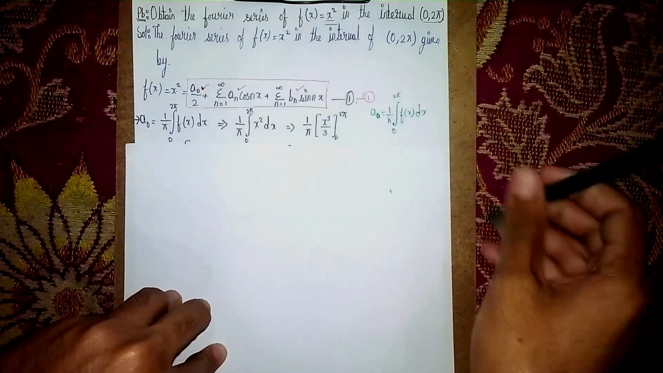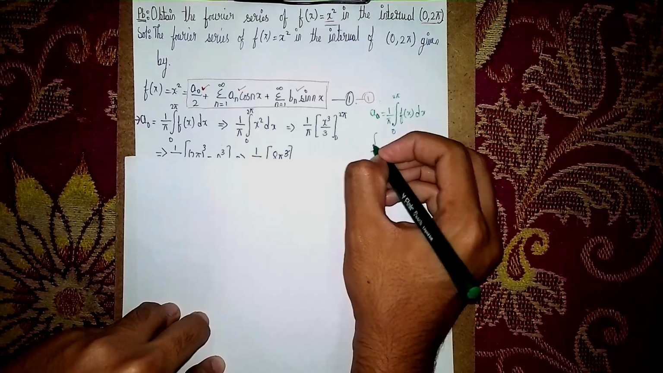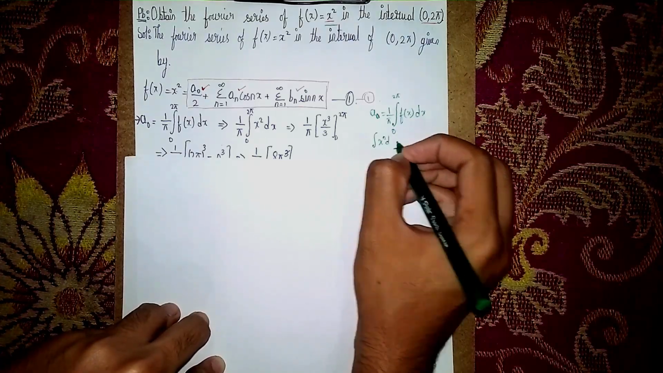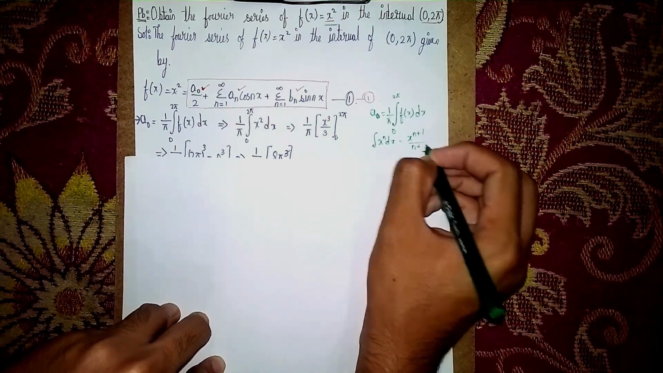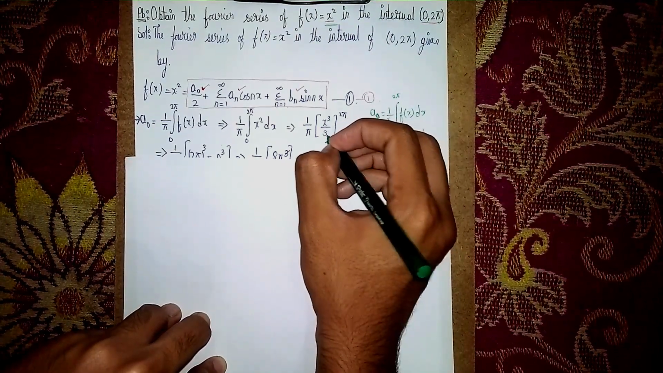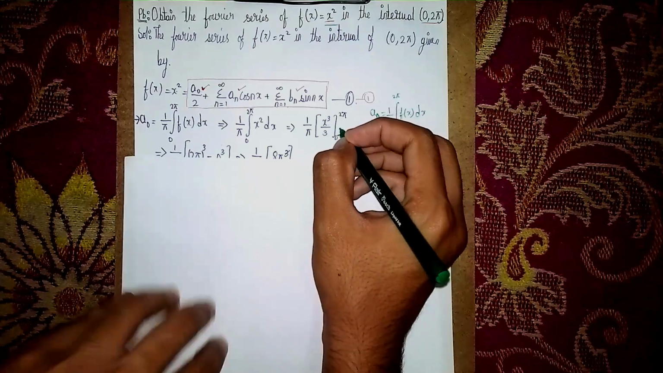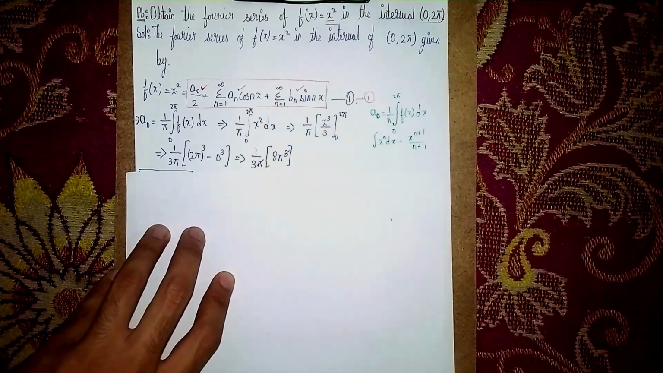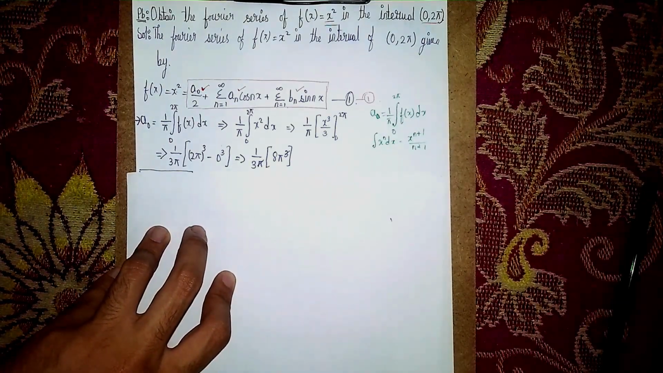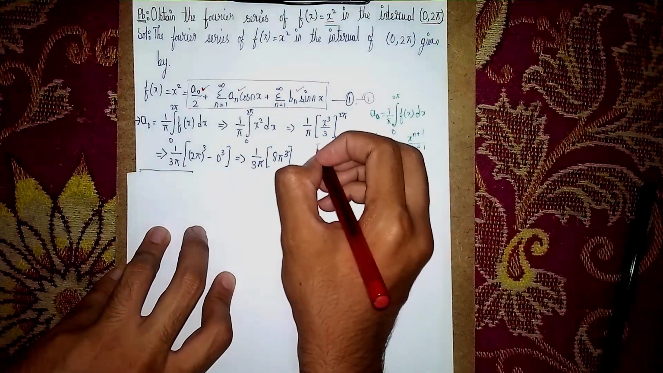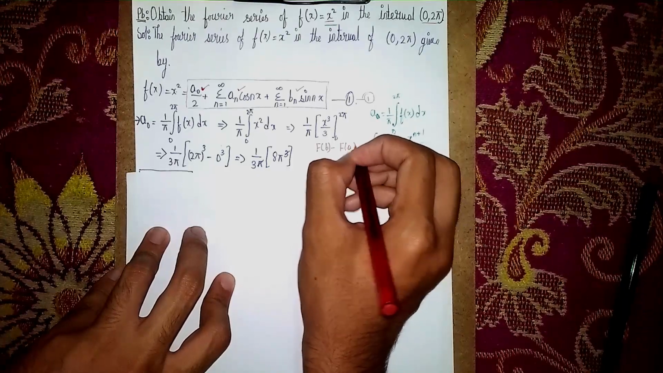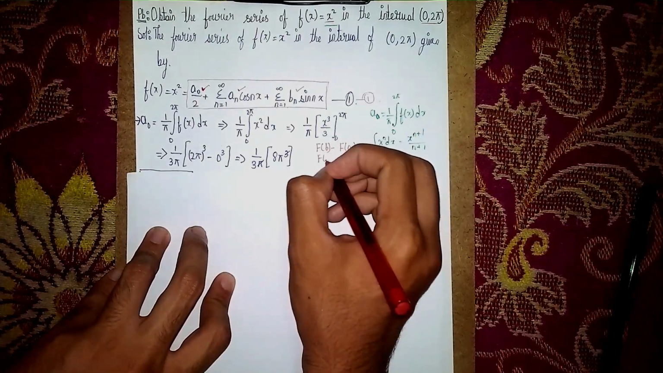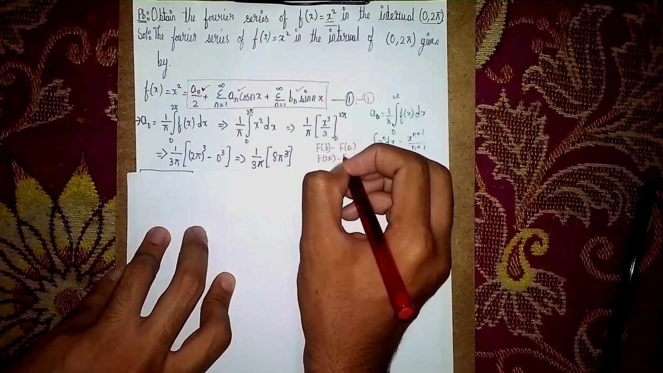Now here, the formula we are using is: integrate x power n into dx is equal to x power n plus 1 by n plus 1. It will become x cube by 3, from 0 to 2 pi. Then we are applying the limits. How we apply the limits: f of b minus f of a. What is b? The upper limit b is 2 pi, minus a, which is 0.